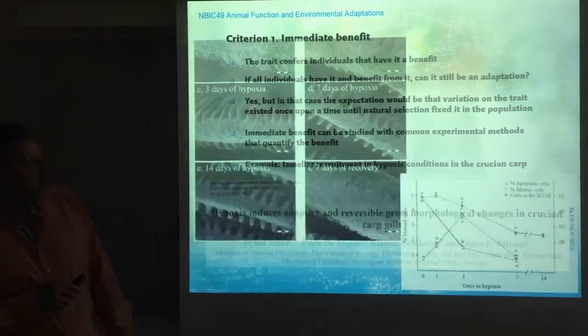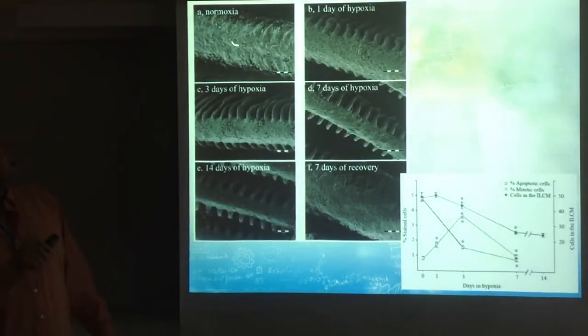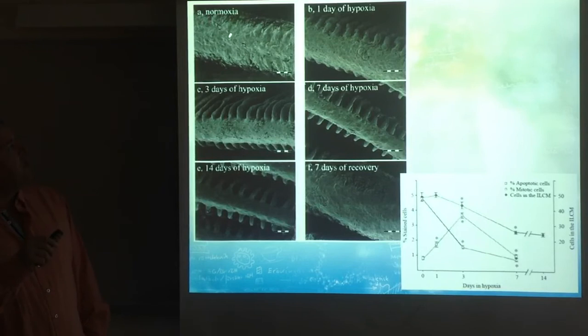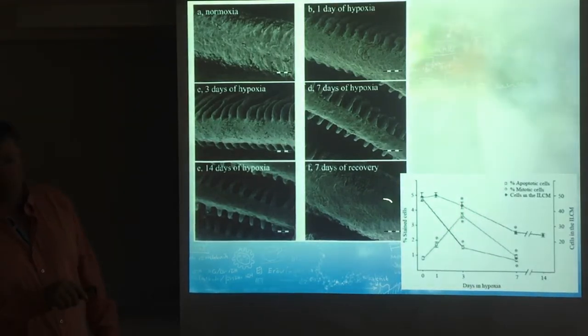What they show is the gill arch of a crucian carp in normoxic condition, that means in normal oxygen conditions. Then they put these animals in hypoxic condition, that means water with less oxygen, and see what happens. At day 1, you start having a bit of a protrusion of the lamella. At 3 days, even more. At 7 days, more. At 14 days, full protrusion of the lamella. With recovery, back in normoxic conditions, it disappears.